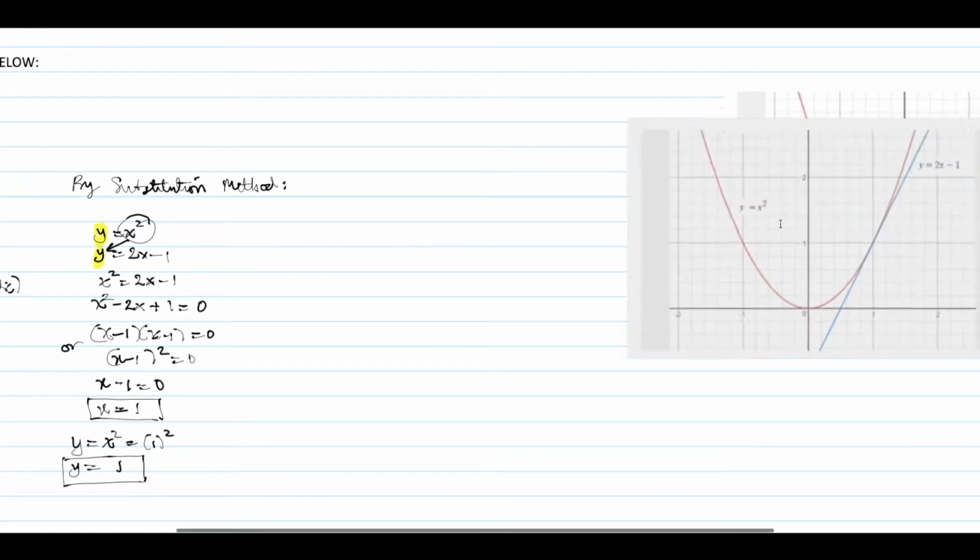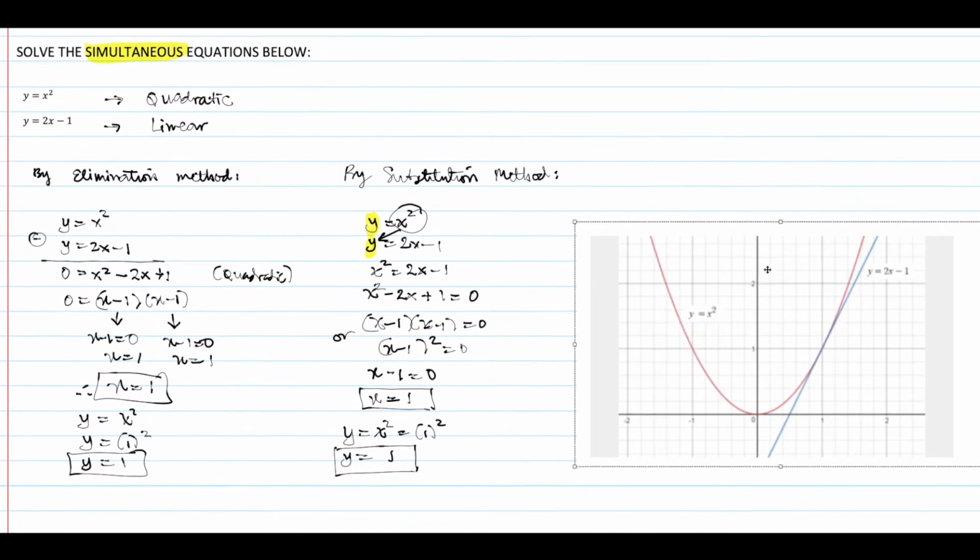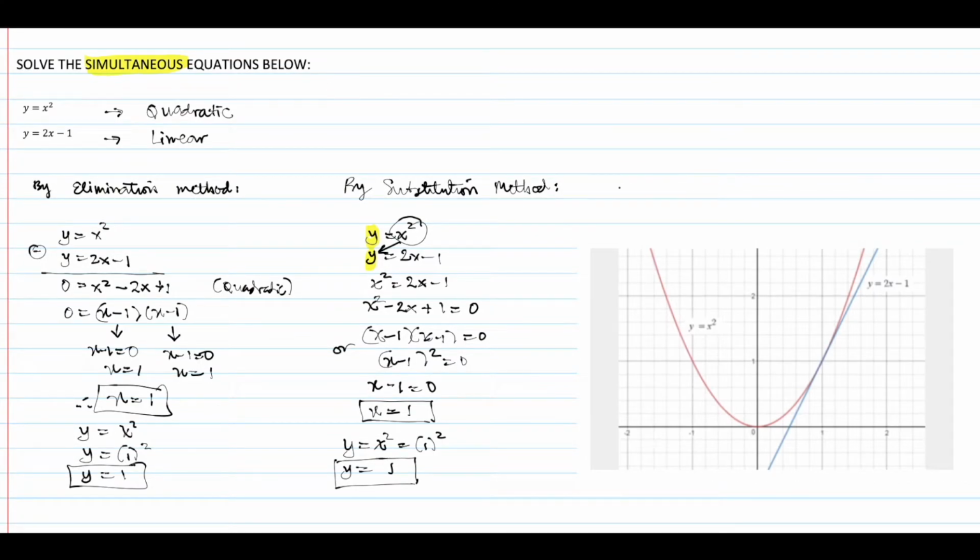For the graphical method, we will just insert here the graphs of the two equations given on the same Cartesian plane. What do you notice about their graphs? The line y equal to 2x minus 1 is tangent to the curve y equals x squared. It means that they intersect at exactly one point only. Their point of intersection has an x value of 1 and a y value of 1.